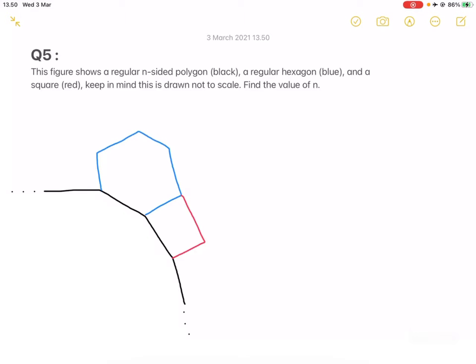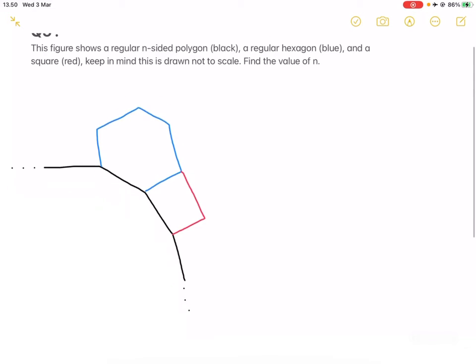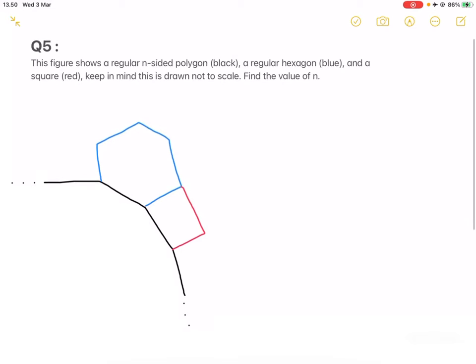And we need to find the value of n. In other words, we need to find how many sides the black polygon has. Alright, so first let's just work things out in the hexagon.